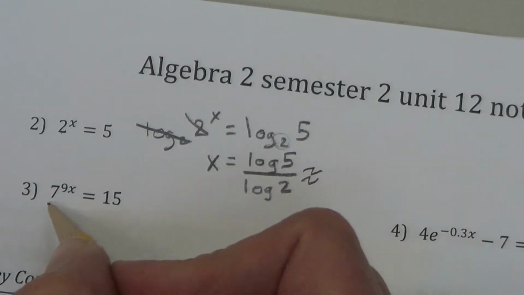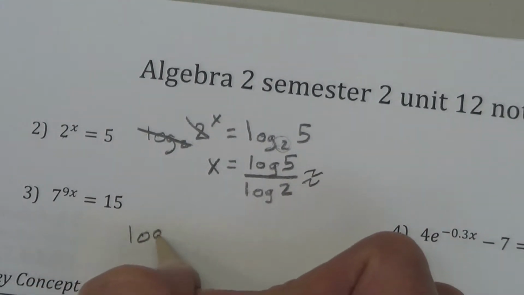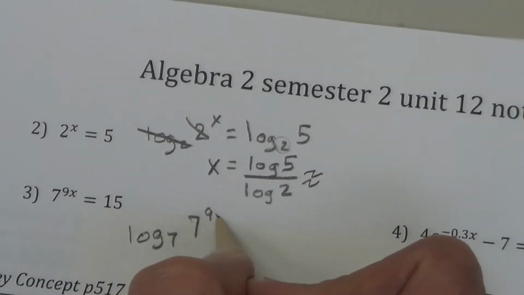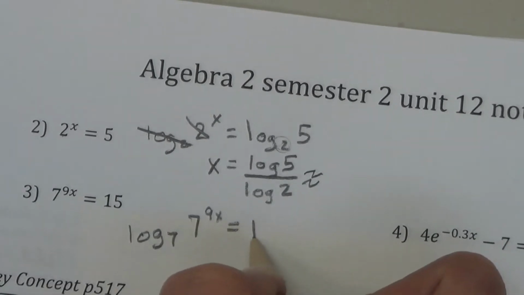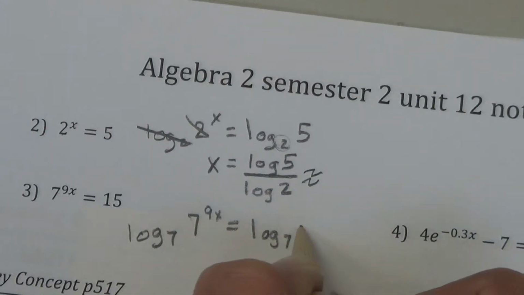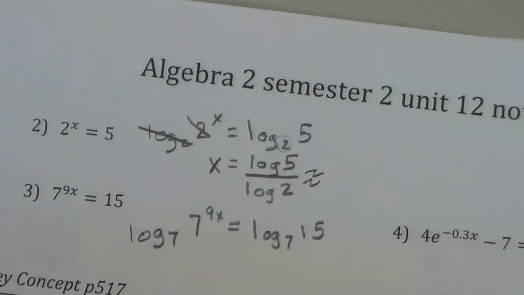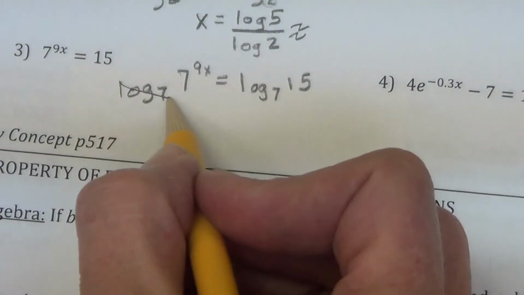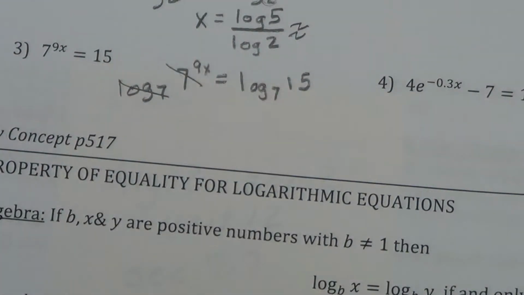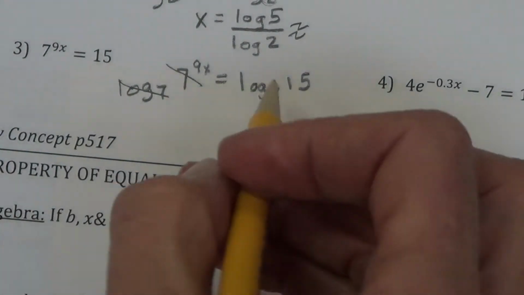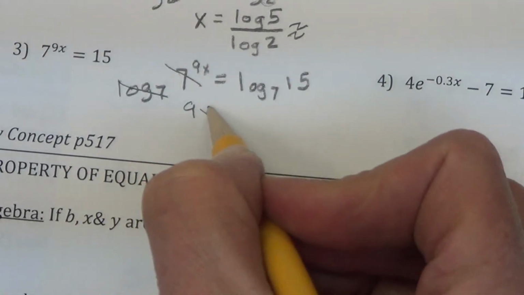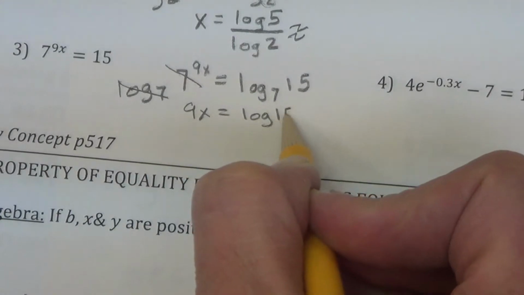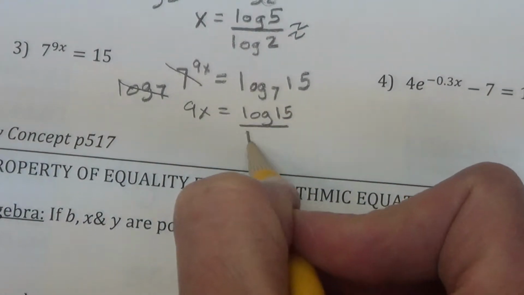It would be log 7 in order to cancel that base of the exponent, or base of the power. So we bring in a log 7 on this side. And now we say, okay, the log 7 and that power base cancel, and we have 9x equals log 15 over log 7.